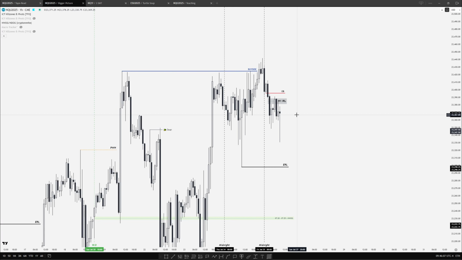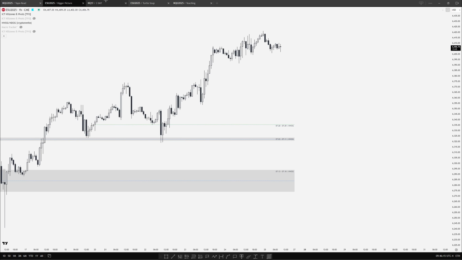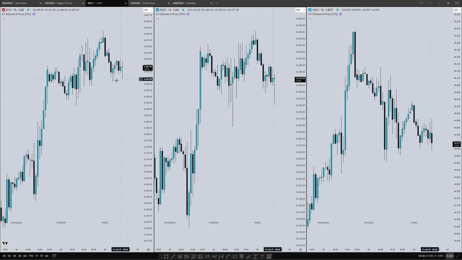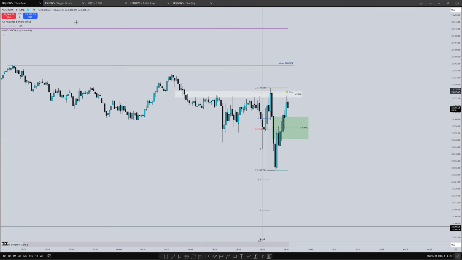I'm going to come back here and zoom out to see we got SMT between NASDAQ and ES right now at the lows here and here. I'll pull this up actually. There and there, you can see pretty clearly. So we're watching that.